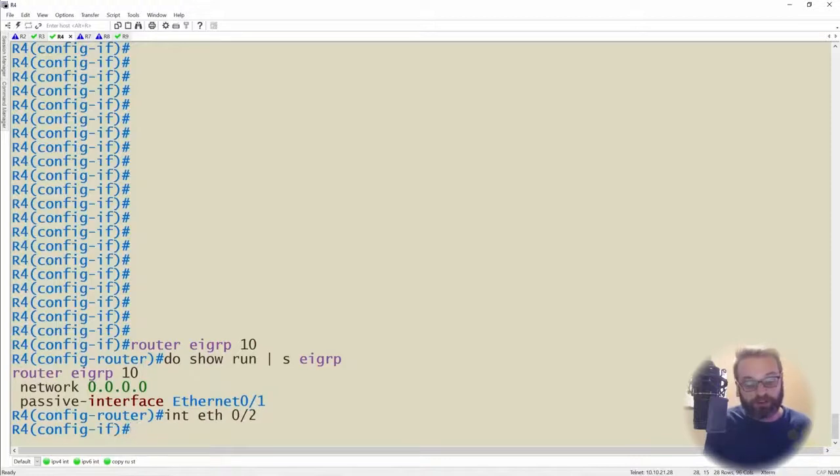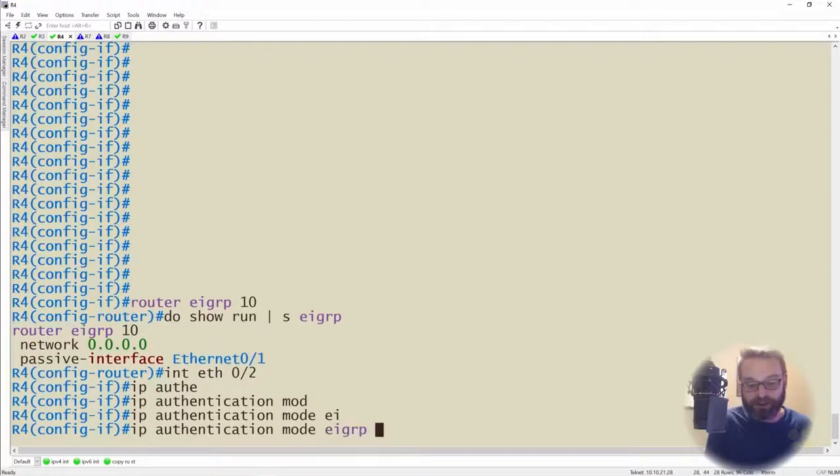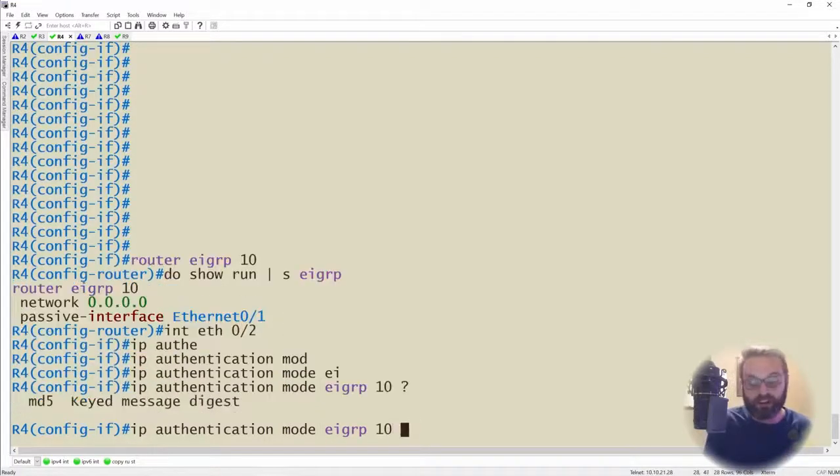So I'll go to Ethernet 0.2 and I'll say IP authentication mode EIGRP, then I have to specify my autonomous system number, which was 10, and then look at this. My only option is MD5 because classic EIGRP only runs the process with MD5 authentication. That's simply not going to work. I either have to reconfigure R9 to do MD5 authentication, or I have to configure this device to use named EIGRP configuration.